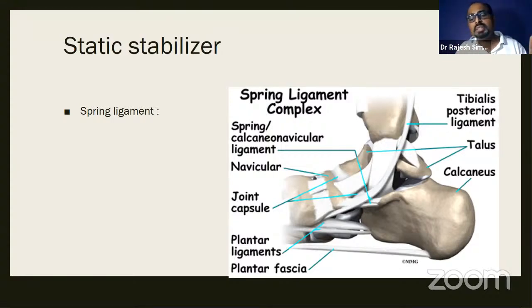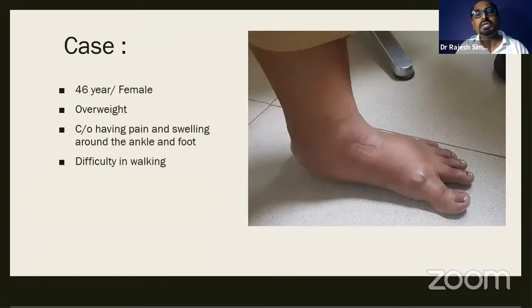So along with the dynamic stabilizers, the posterior tibial tendon, the FHL, and to some extent the FDL, and the static stabilizer, the arch is maintained. And when posterior tibial tendon dysfunction starts, because of various reasons, the medial part is stretched out and the arch starts collapsing. So here is the clinical scenario. This problem is usually seen in a middle-aged lady, mildly obese, which we normally see in a lot of the Indian population, overweight to obese, and they come with pain and swelling around the ankle.